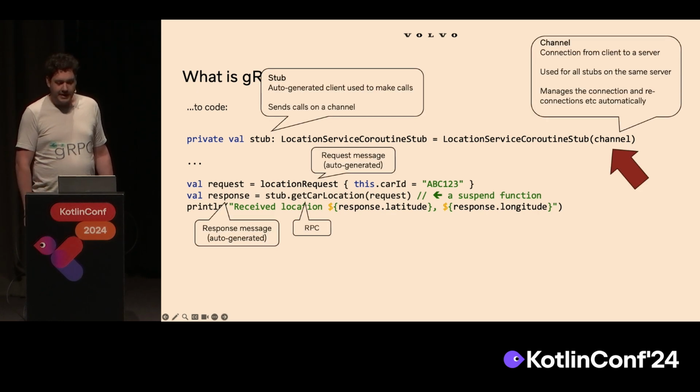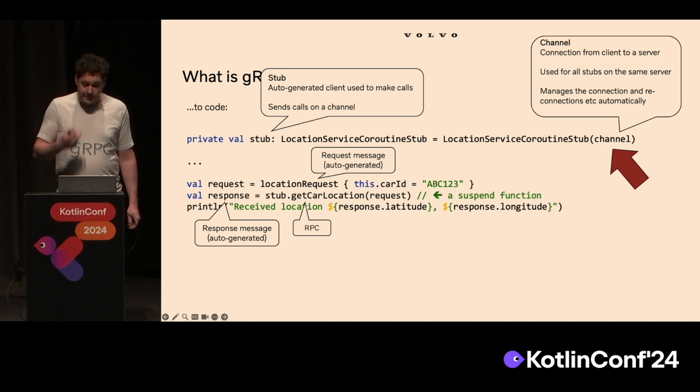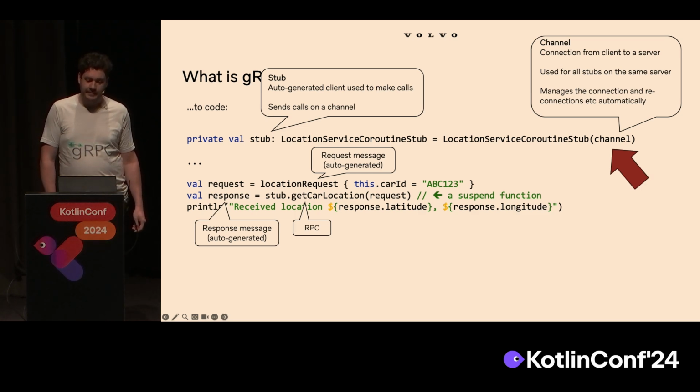If we look at the different parts we have here, we have the channel. This is the connection to the server. All calls to the same server go over the same channel. Typically, a mobile client has a single channel for everything going to the same backend cloud. The channel manages connection, reconnections, everything automatically.